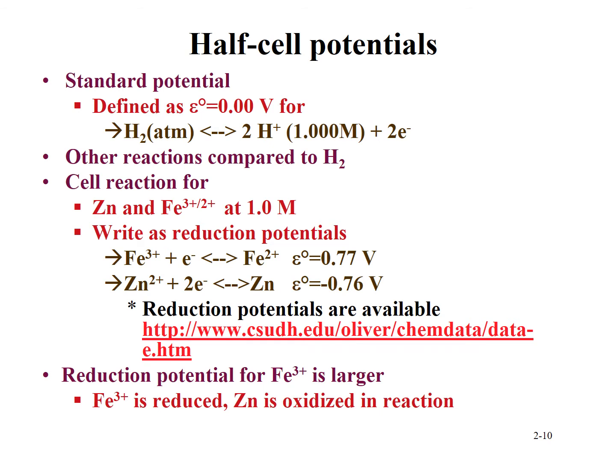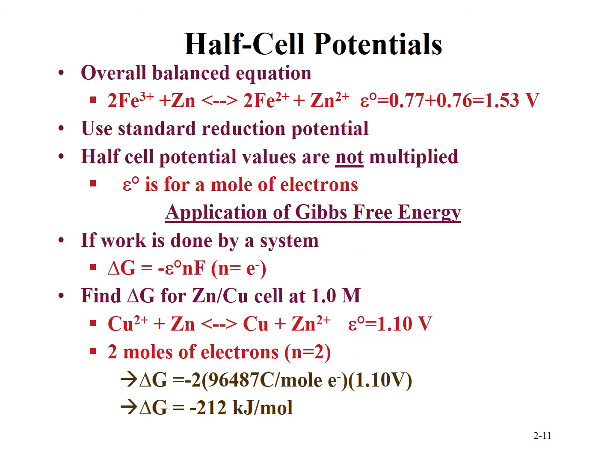So the reduction potential for iron 3 is larger. This means that the iron 3 will be reduced and zinc will be oxidized in the reaction. So the balanced reaction will be 2 iron 3s plus zinc going to 2 iron 2s plus zinc 2. Now, even though we have to balance the moles in this reaction, the potentials are just added together. So 0.77 plus, because it's a negative, plus 0.76 volts is about 1.5 volts.